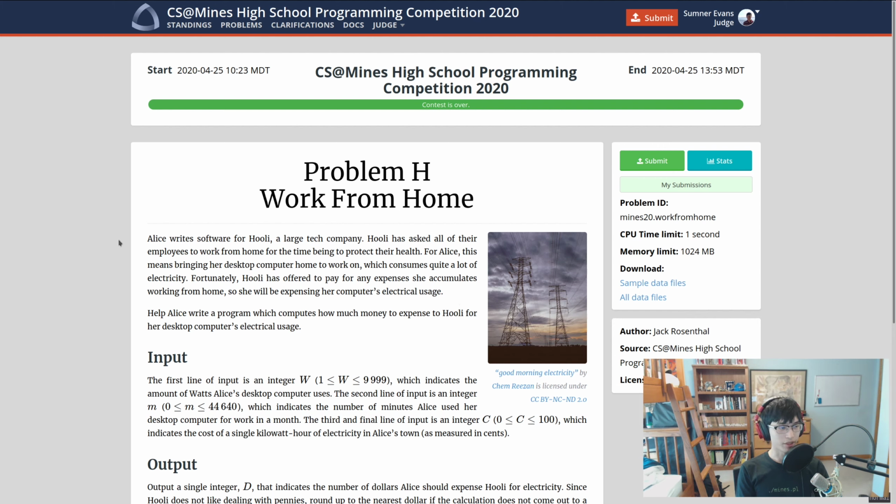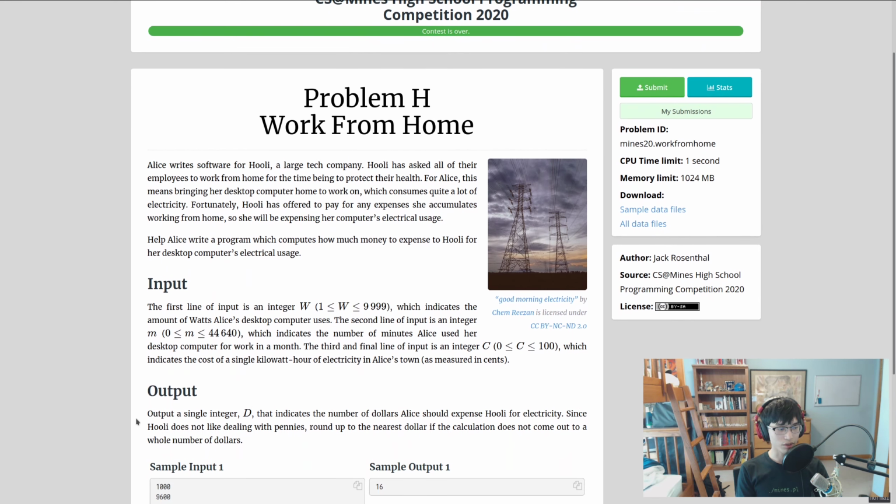Okay, so if we start out with reading the description, we immediately note that she is expensing computer electrical usage, and that also corresponds to our output, which is the number of dollars that Alice should expense. So at this point, I'm immediately thinking, okay, we're outputting a single integer, it's dollars, so I must be calculating some sort of cost here. Now, where do I get the cost from?